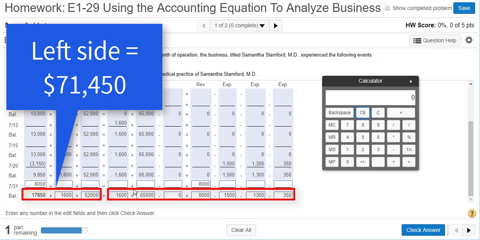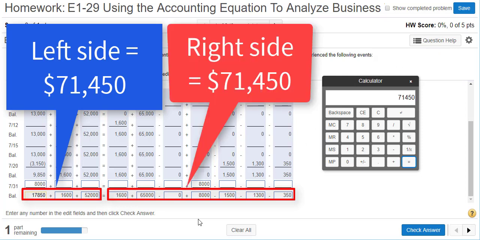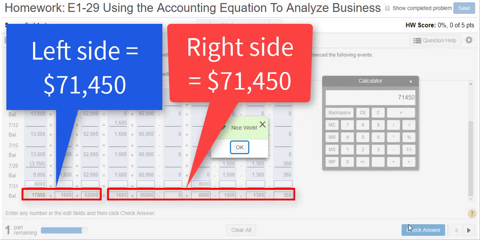All right. Now on the right side of the accounting equation, we need to add these up, and it should be the same number. So we got positive 1,600 plus 65,000 plus 8,000 minus 1,500 minus 1,300 minus 350, and that gives us the same as 71,450. So this balance line does balance.